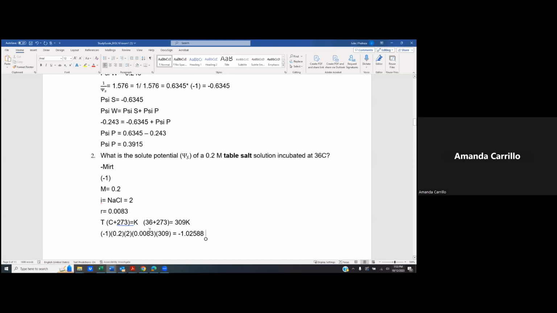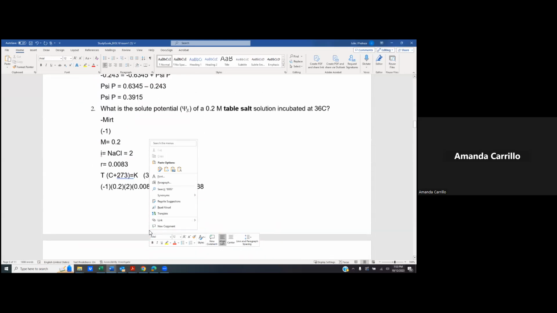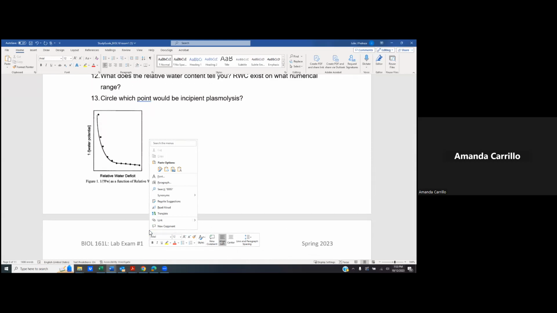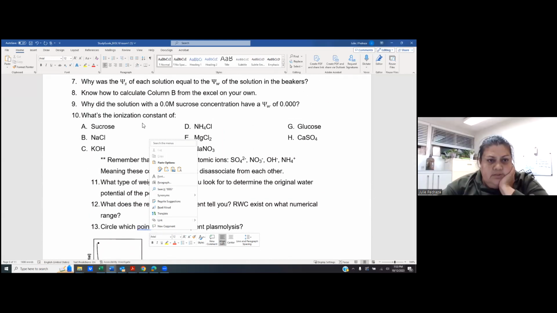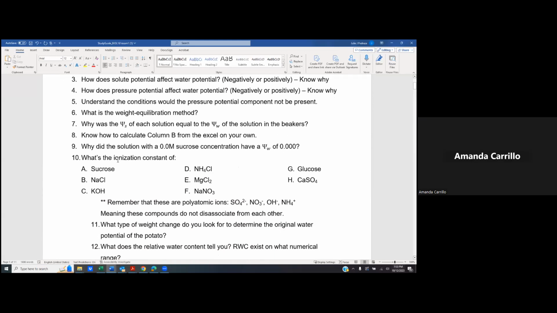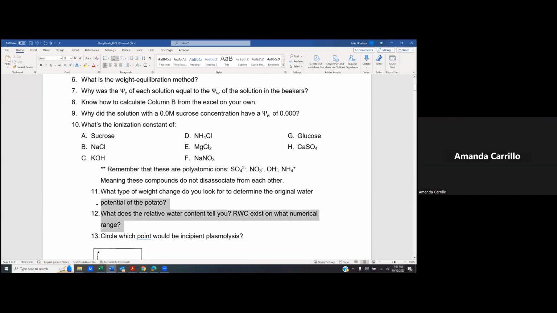Can you do number 10 for the water potential lab? It's the question that says, what does the relative water content tell you? I wasn't sure if I was supposed to delete that one or not. Let me see. Am I going the right direction for it? This question? Number 12. I think I crossed that out. Yeah, 11 and 12 are crossed out. Okay.